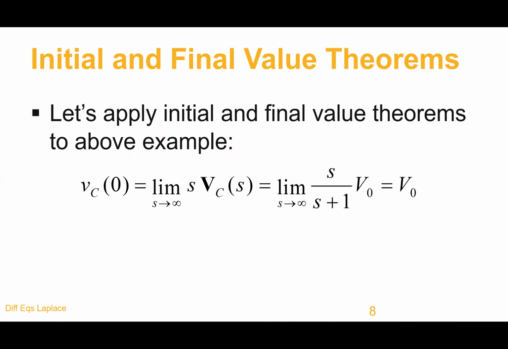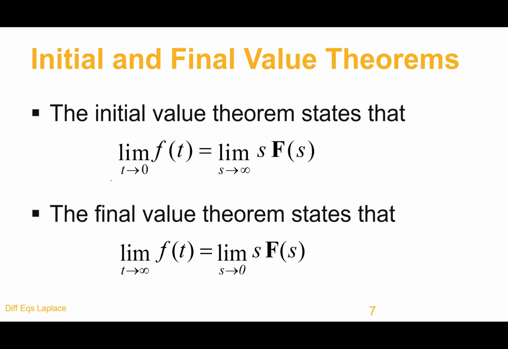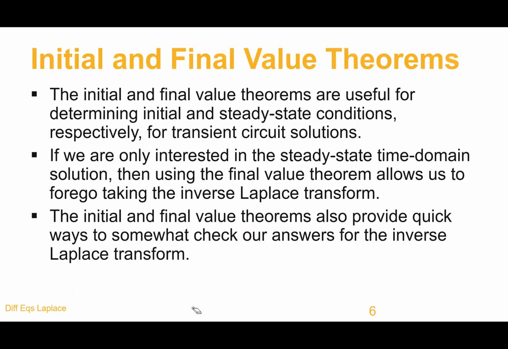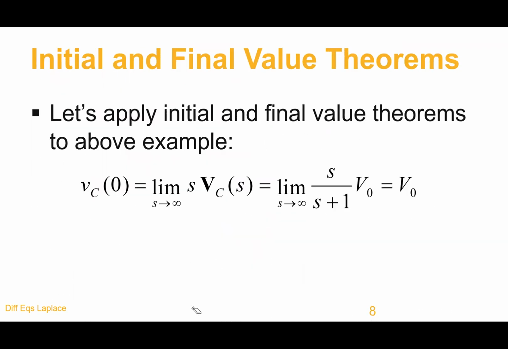So for example, what is the initial value of VC of t? We found VC of t to be, what was VC of t? It was this guy. So its initial value, t is equal to 0, you should get V0, right? V0 times e to the 0. VC of 0 is V0. So initial value should be V0, right? Can we see that from the Laplace transform? This is the Laplace transform, remember, 1 over s plus 1 times V0. This was our VC of s, right?